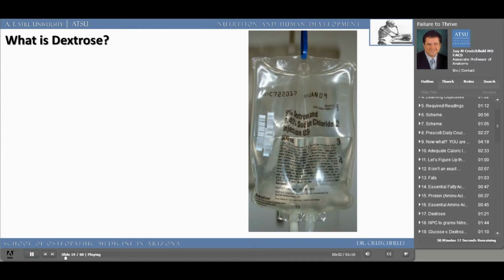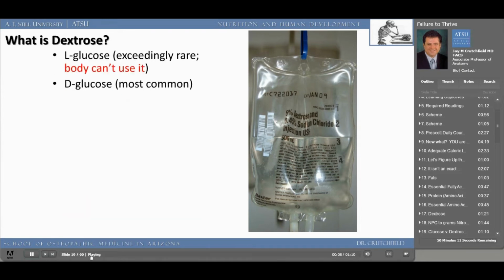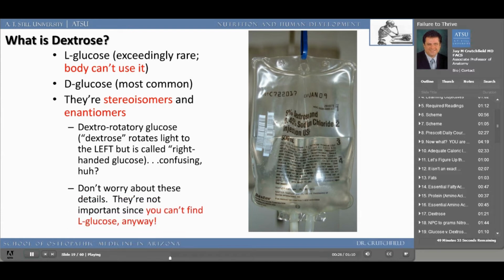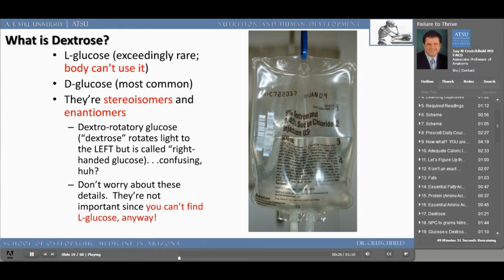So back to what I was saying about what's the difference between glucose and dextrose. D-glucose is most common, L-glucose is exceedingly rare, and we can't use it. They're stereoisomers and enantiomers. So don't get all of this confusing. We're not going to get lost in the details. All you need to know is that you can't really find levorotatory glucose anyway. Almost everything in nature is dextrose or D-glucose. That's what you're going to use in the hospital.